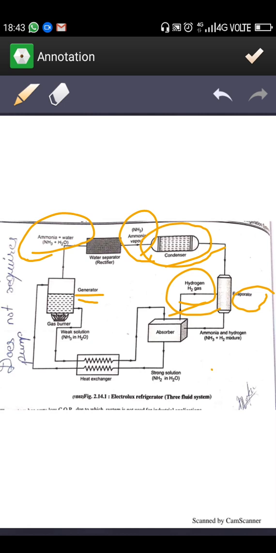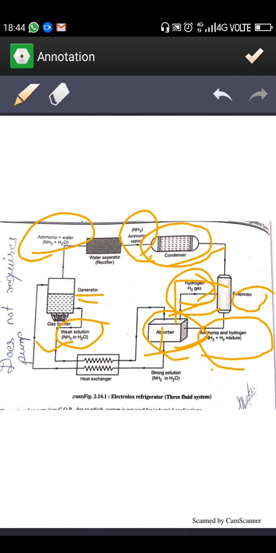Now this ammonia plus hydrogen solution is then passed from the evaporator to the absorber. In the absorber, H2 gets separated and it is again passed to the evaporator for the next cycle. Then this weak ammonia solution, which is coming here from the generator, comes into the absorber, mixes with this ammonia vapor and becomes strong.